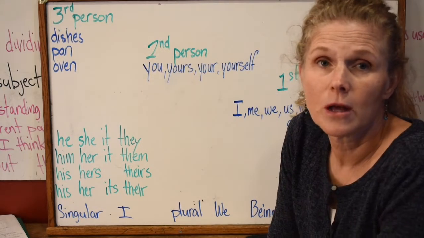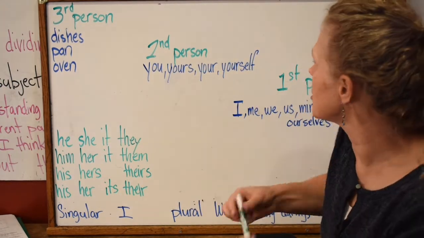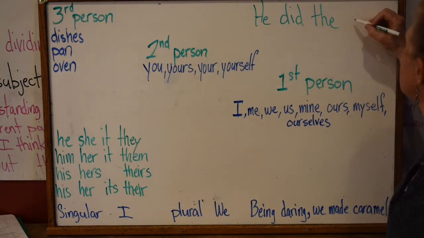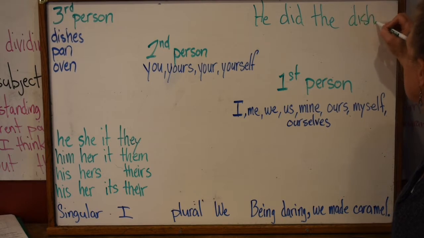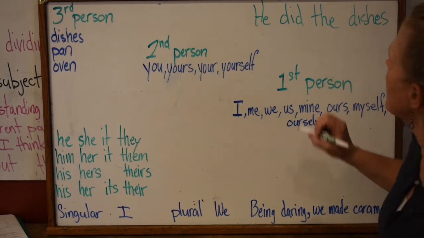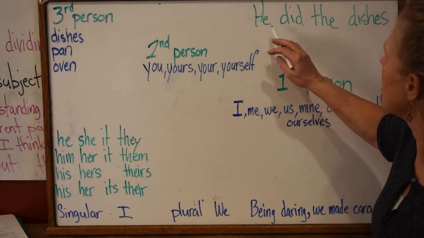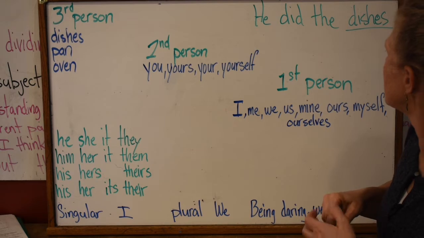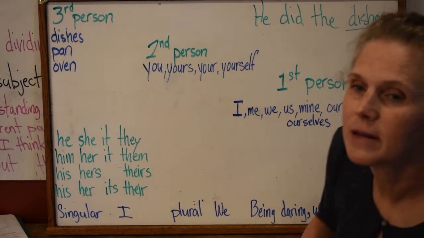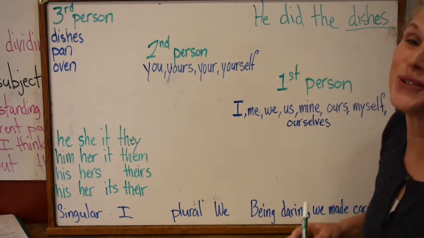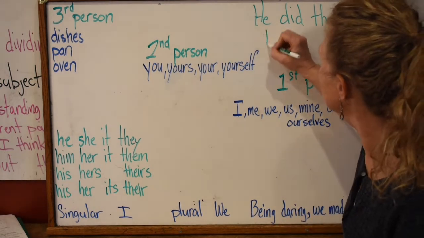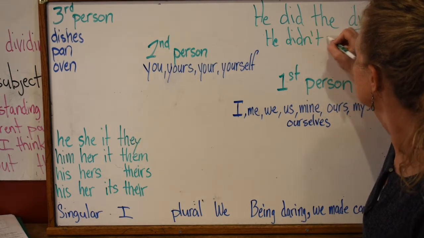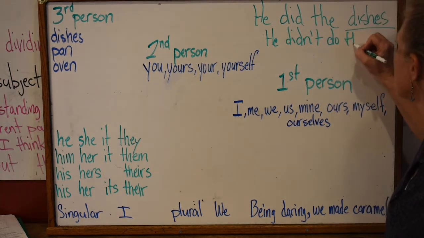He did the dishes. Oh, nice. So he did the dishes. So we have our subject, our verb, and our direct object, right? He didn't do the dishes. So right here, he didn't do the dishes.